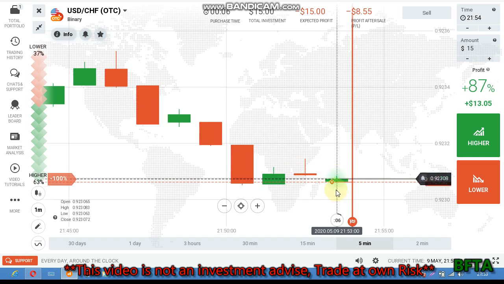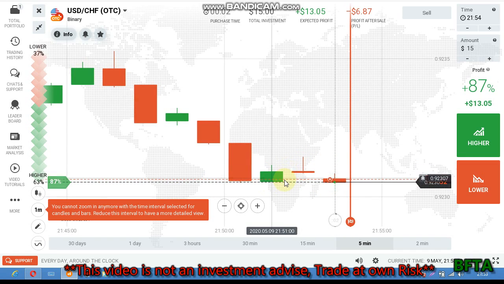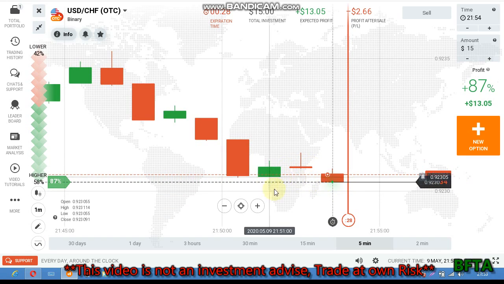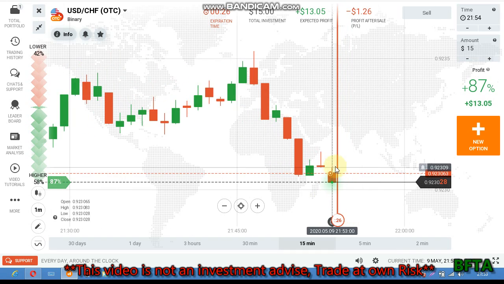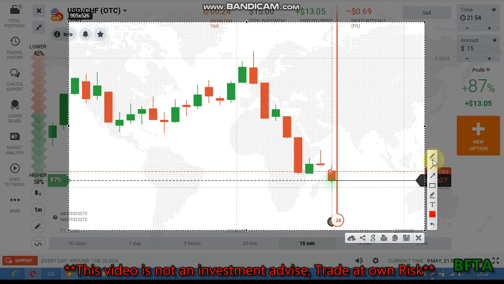I think the sellers again will still form a bearish candle because it's still far from this buyer's entry. Buyers entered here, and this candle is on this level. So the sellers again will enter. Okay. So I place put option because buyers entered here.